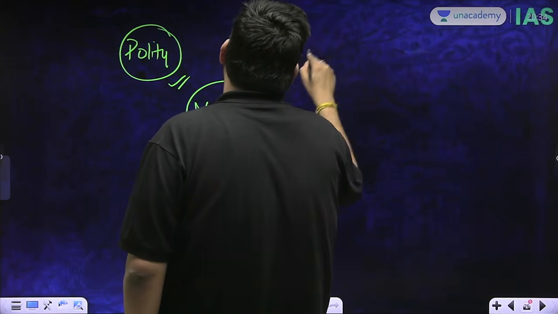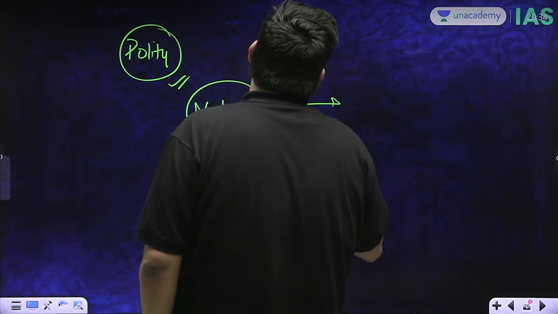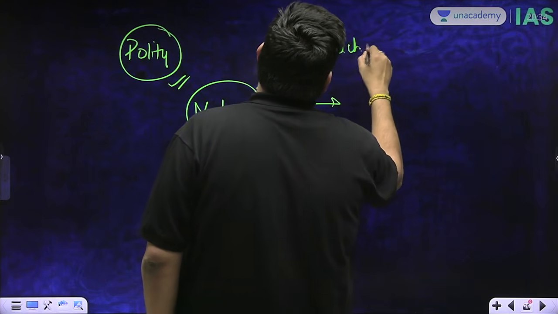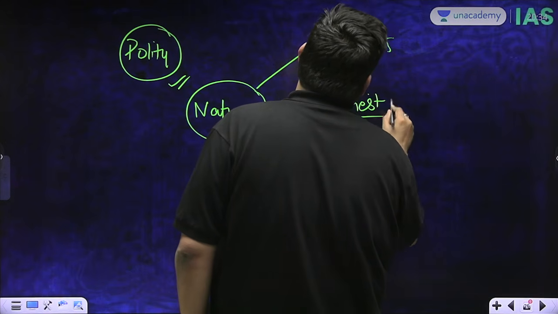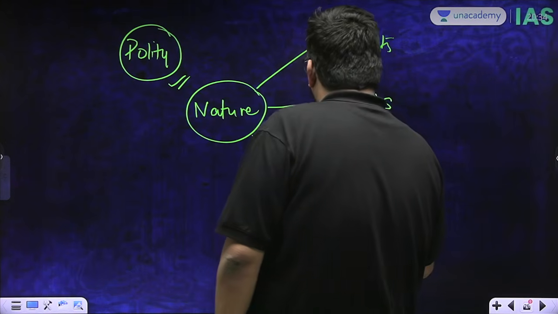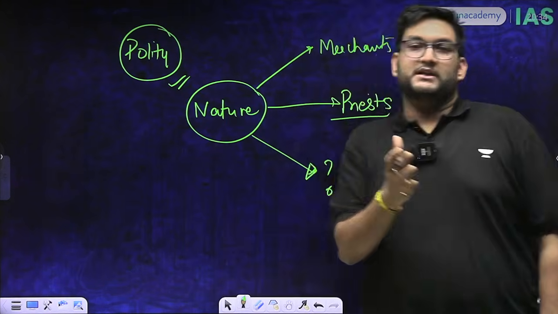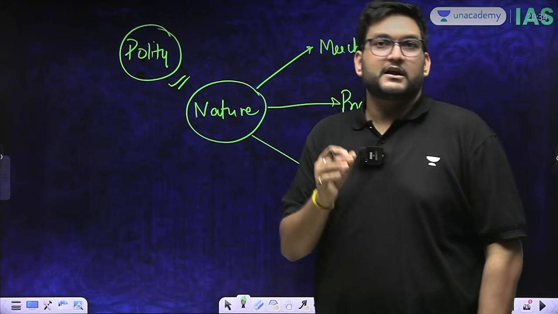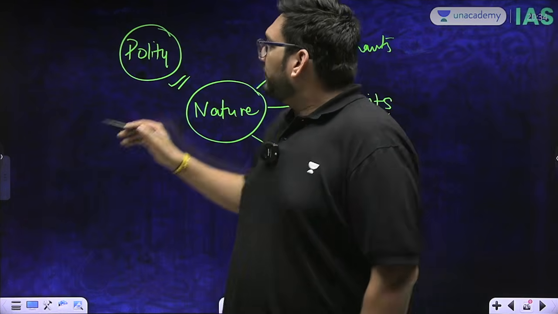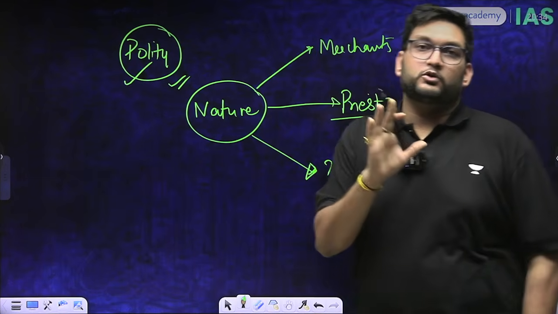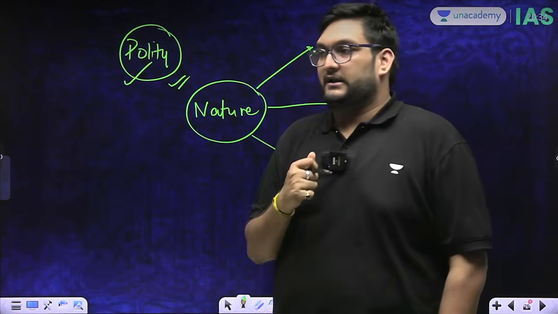There are theories. One theory says that it was run by merchants. Another theory, based on the priest king, says that it was priests. It is all plausibility. You can argue anything. I don't have a definite answer for this, because nature cannot be ascertained through archaeology. We know that it is a mature state, but we don't know what nature it holds.